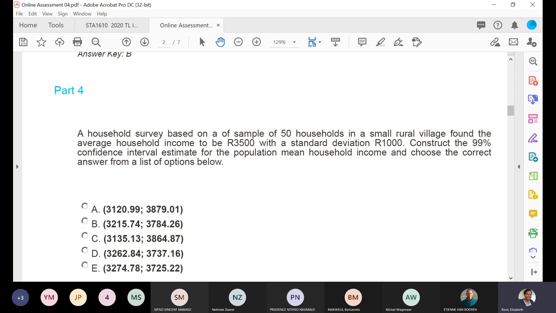A household survey based on a sample of 50 households in a rural village found the average household income to be 3.5, with a standard deviation of 8,000. Construct a 99% confidence interval. Have they given you the population standard deviation? Yes. How do you know that they gave you the population standard deviation?